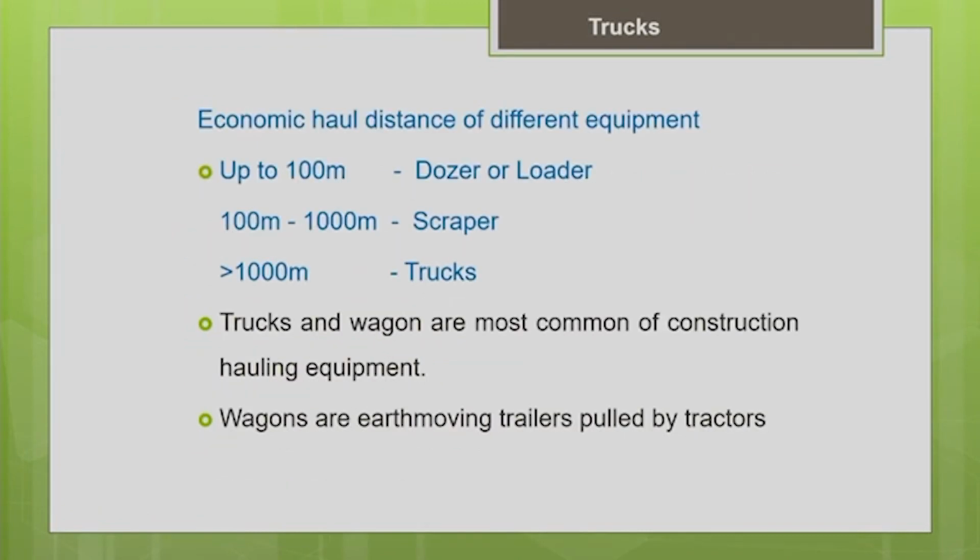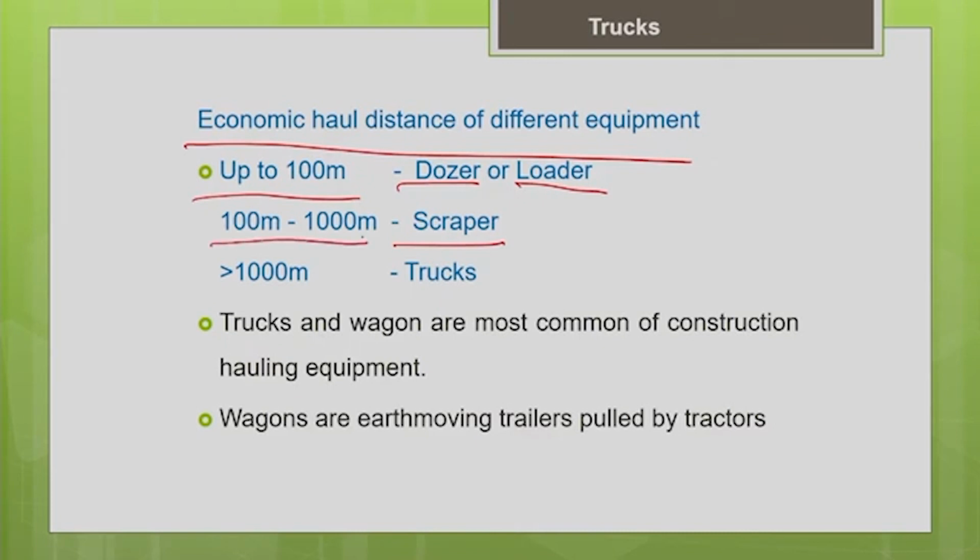For any earth moving equipment, we are more concerned about the economic haul distance of the equipment. Different equipment have their own economic haul distance. In the earlier lectures, I discussed that the bulldozer has an economic haul distance up to 100 meters, and crawler mounted loaders have an economic haul distance of less than 100 meters. But the scraper has a better economic haul distance, as it is good in loading as well as hauling, so it can haul up to 1000 meters. For haul distances greater than 1000 meters, we are supposed to select the truck. Trucks and wagons are the most common construction hauling equipment.